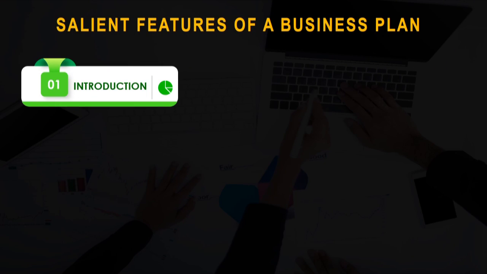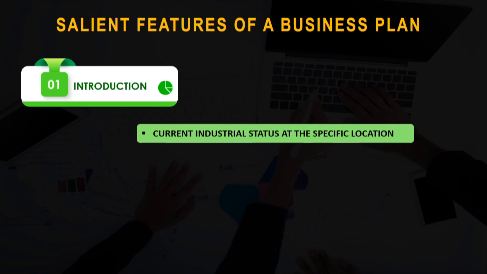Okay. Now, let us discuss the salient features of a business plan. In fact, the details are given in the e-content. I am just touching upon the salient points only. The first is the introduction. In the introduction, we give the current industrial status at the specific location where you want to set up your enterprise. What is the status of the industry at that point? How many existing units are there? What is the performance of existing units in general? If they are performing very well, that means that area has good scope. That we can ascertain from there.